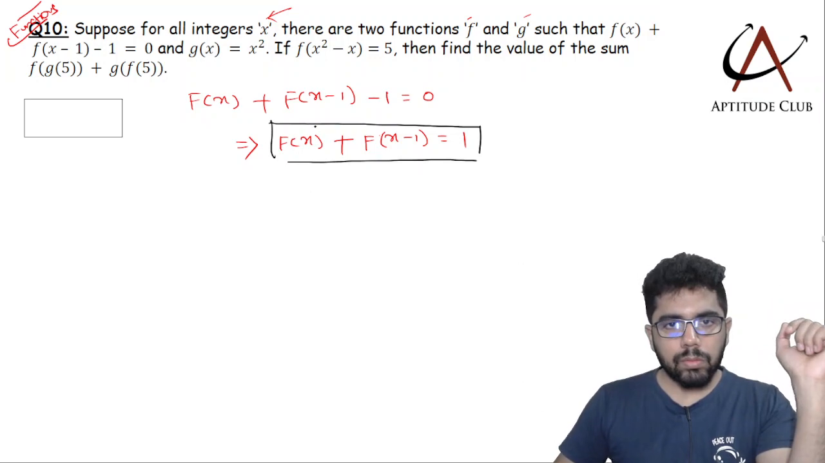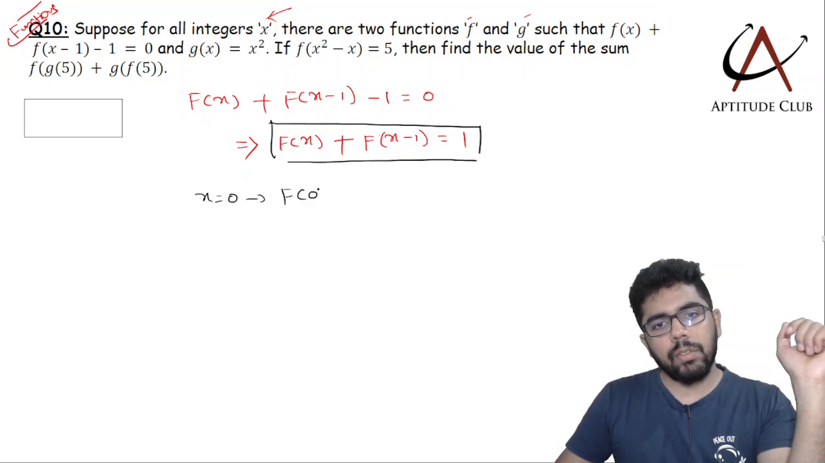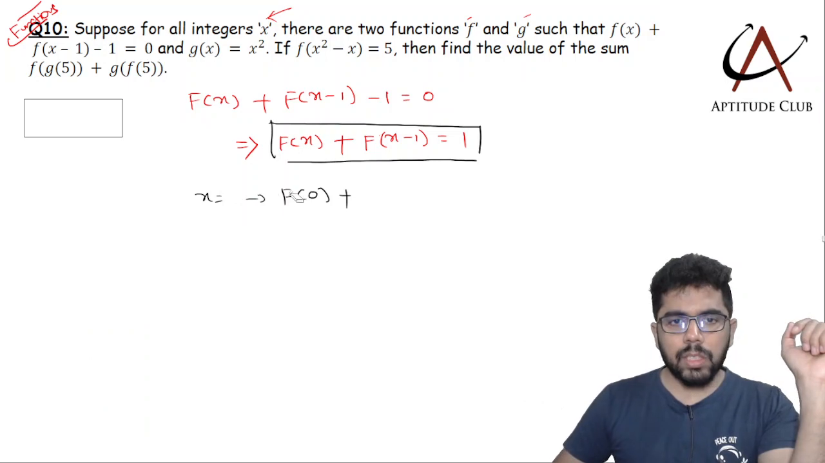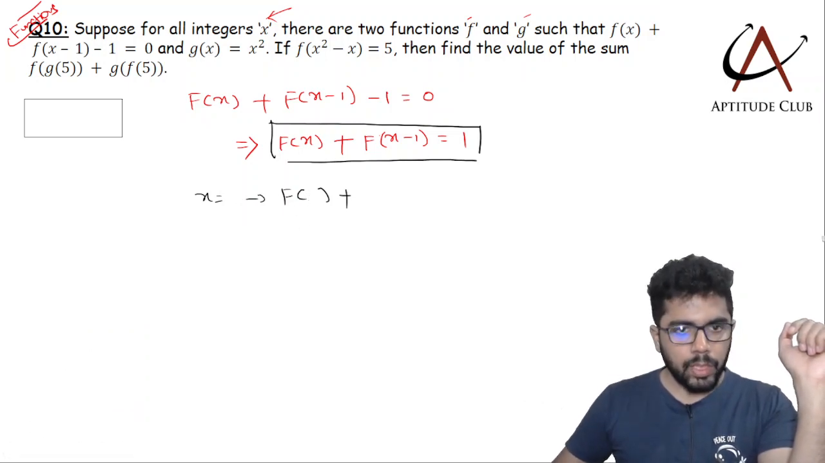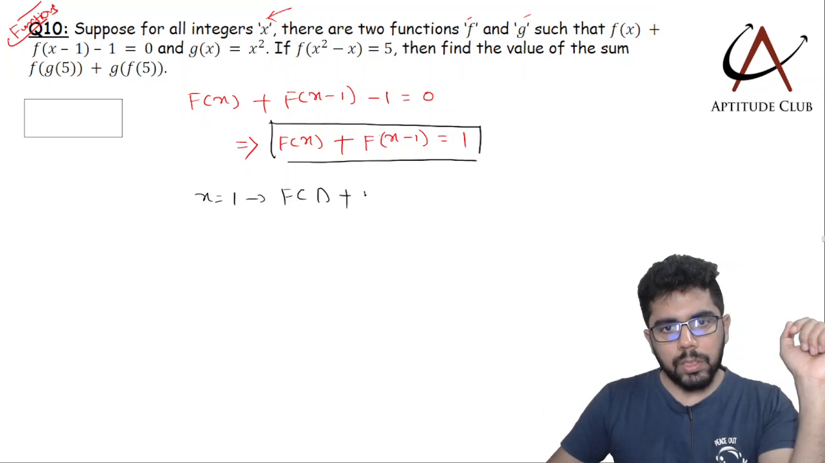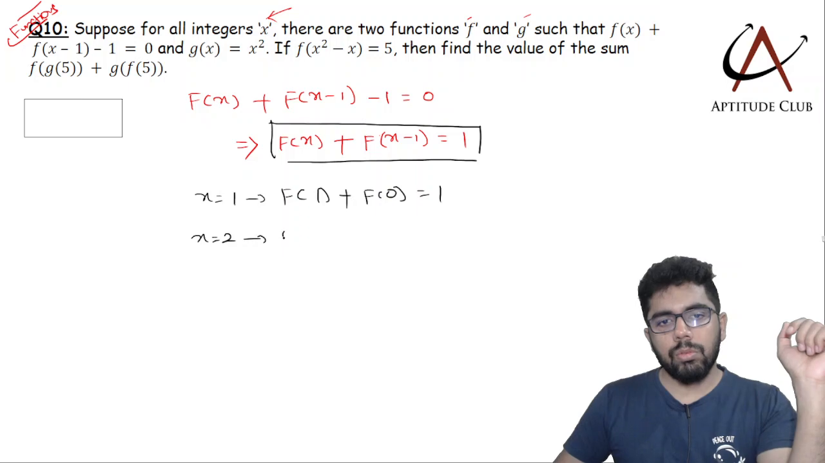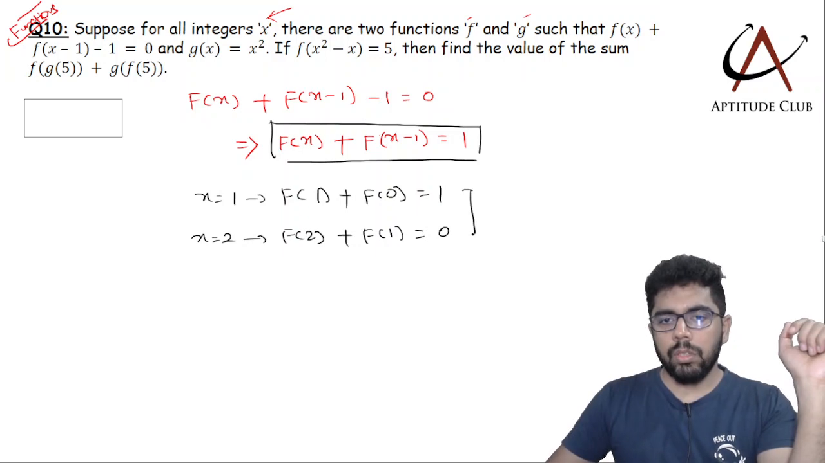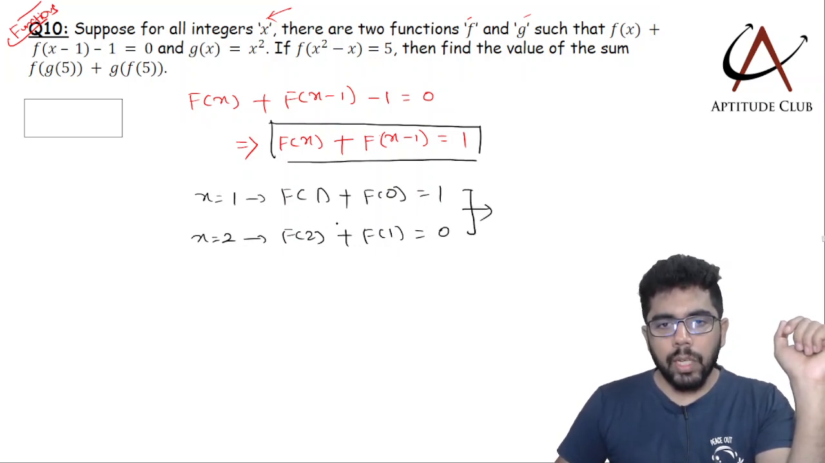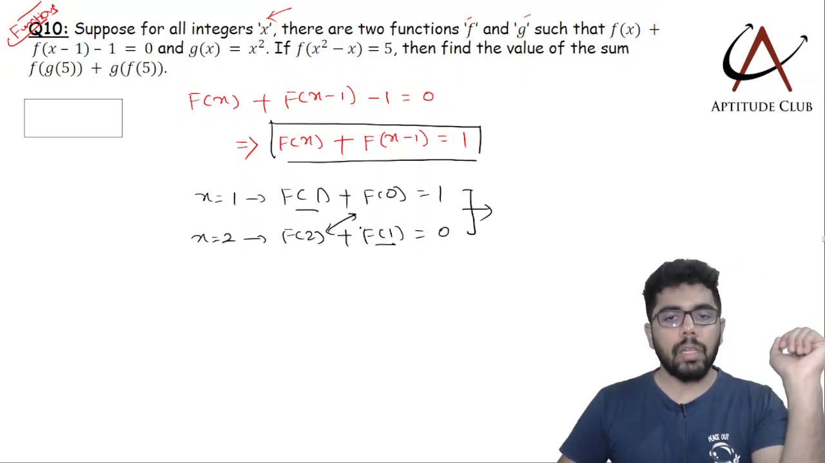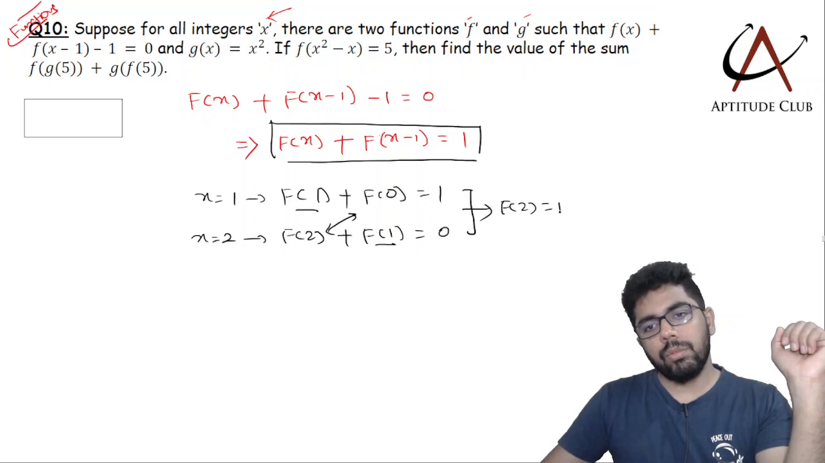What does it tell you? Let's start with x is equal to 1. If I put x equal to 1, f of 1 plus f of 0 is equal to 1. If I put x is equal to 2, then f of 2 plus f of 1 is also 1. Now from these two results, f of 1 is same here. So that means f of 2 and f of 0 should be same in value. That means I can write f of 2 is equal to f of 0.